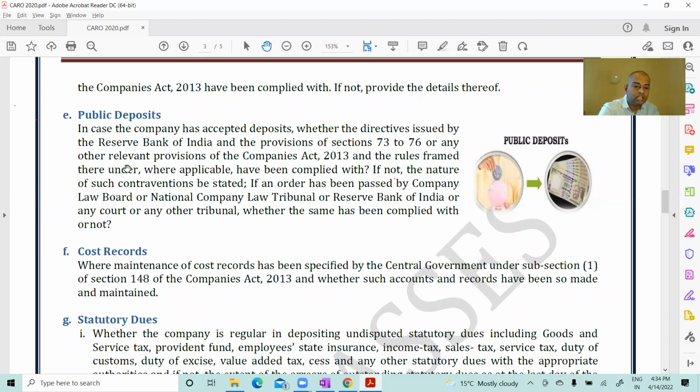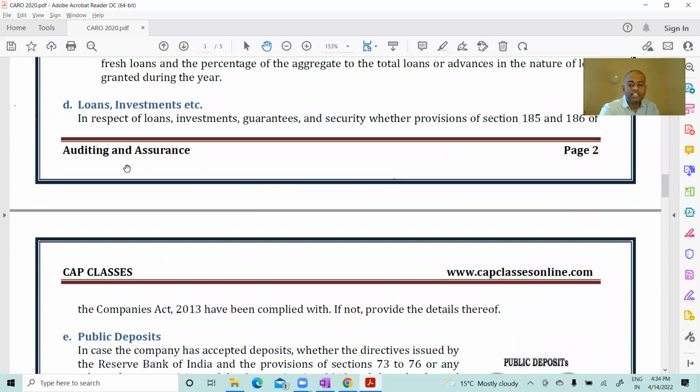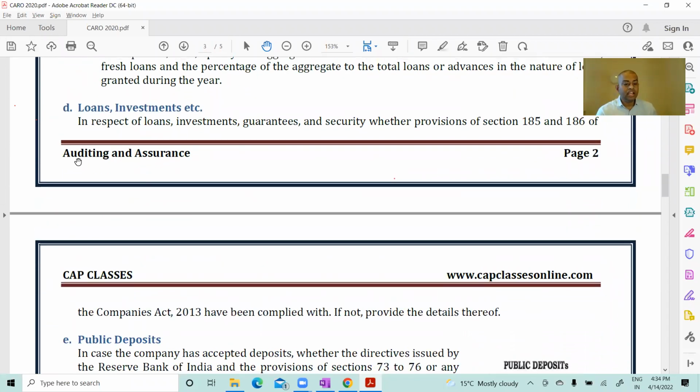This is public deposits. Then this loans and advances, single line. In respect of loans, investments, guarantees and security, whether provisions of sections 185, 186 of the Companies Act have been complied with. If not, give the details. Sir, what is 185, 186, sir? Hello? Any idea what is section 185, 186?